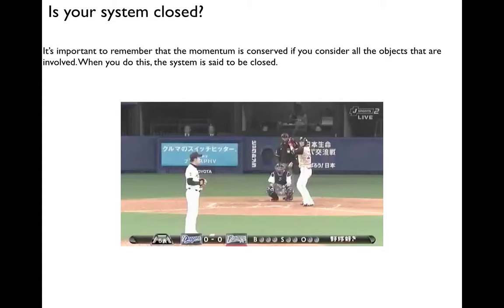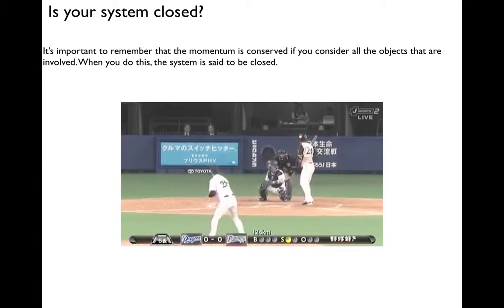Now, is your system closed? It's important to remember that momentum is conserved if you consider all objects that are involved. When you do this, the system is said to be closed. So right here, on a baseball throw, for example, you've just given that baseball a whole bunch of momentum. It went from zero momentum, because it has zero velocity, to some large quantity of momentum. Well, you can't just create momentum out of nothing. Momentum before equals momentum after. So if you gave the baseball momentum going towards the home plate, then there had to be some momentum going backwards at the same time. Where does that come from? It's the actual pitcher who moves back.